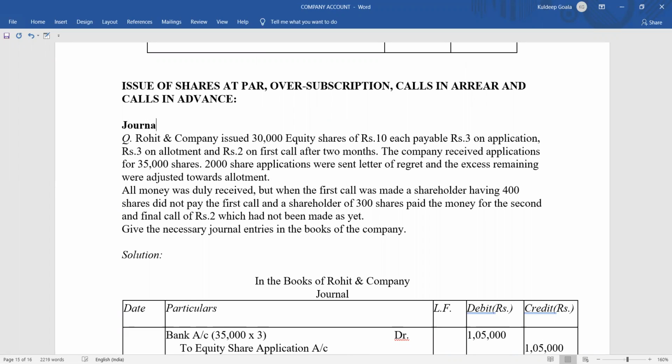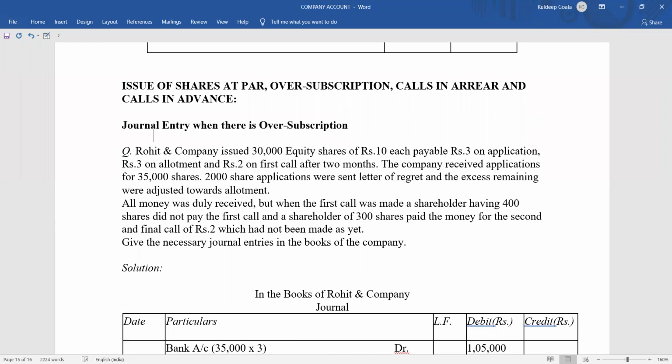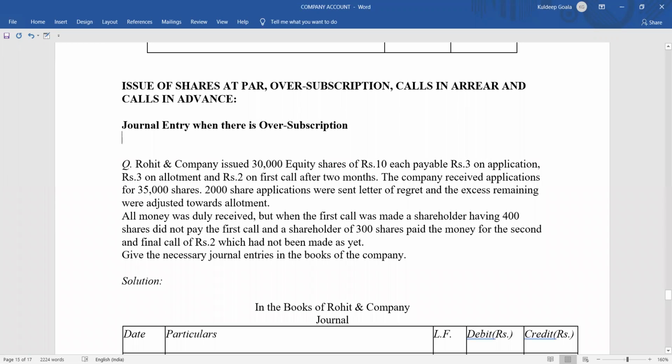Journal entry when there is oversubscription. I have actually given this entry earlier also, but still I'm repeating it once again. What is the meaning of oversubscription? The meaning of oversubscription is that as many shares as you have issued, you have received more applications than that. So if you receive more applications than that, it will be called a situation of oversubscription.